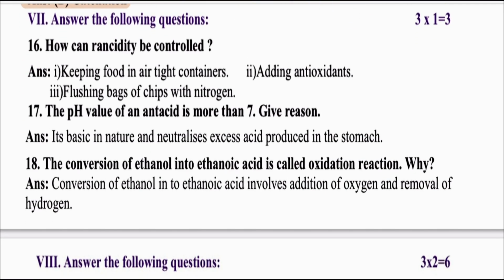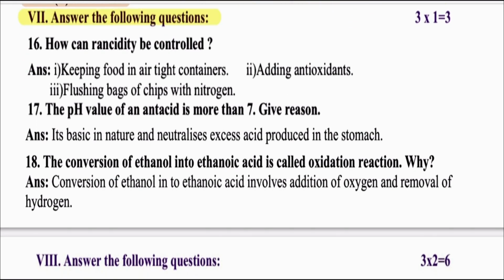Let's go to 7th main. Answer the following questions. Question number 16. How can rancidity be controlled? By keeping food in airtight containers, adding antioxidants, and by flushing bags of chips with nitrogen.